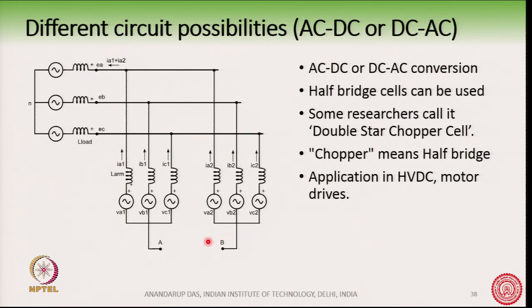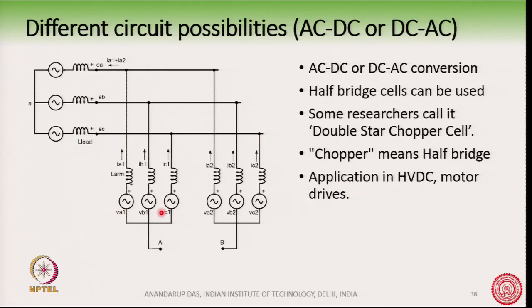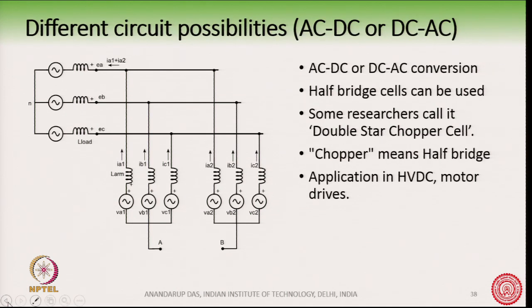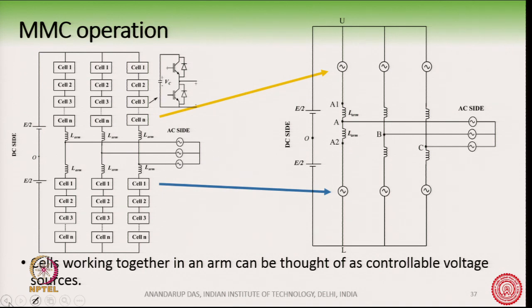So, this circuit, the way I have drawn it, is the same as the previous circuit, only it has been redrawn in a different fashion. As we have already discussed at length, this circuit can be used for AC to DC or DC to AC application. If you have a DC to AC application, then here is your DC bus. Okay. That is what we have seen in this circuit here. This is the same circuit, the DC to AC converter.